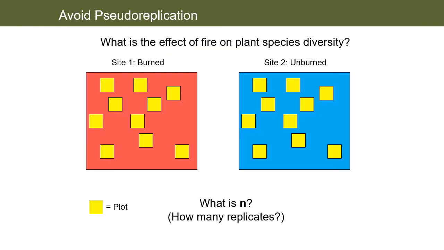So there's a right way and a wrong way to randomize. And if you do it the wrong way, we run into a problem called pseudoreplication. Basically, we think we have more replicates. We think our sample size is bigger than it is.